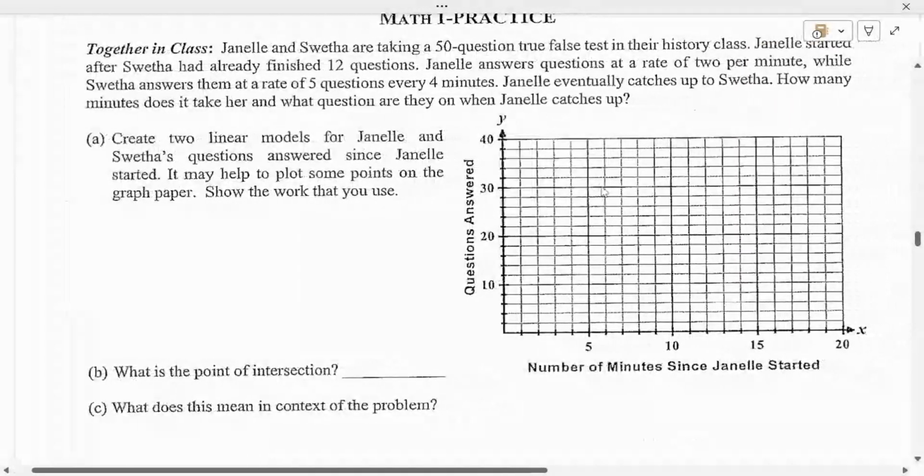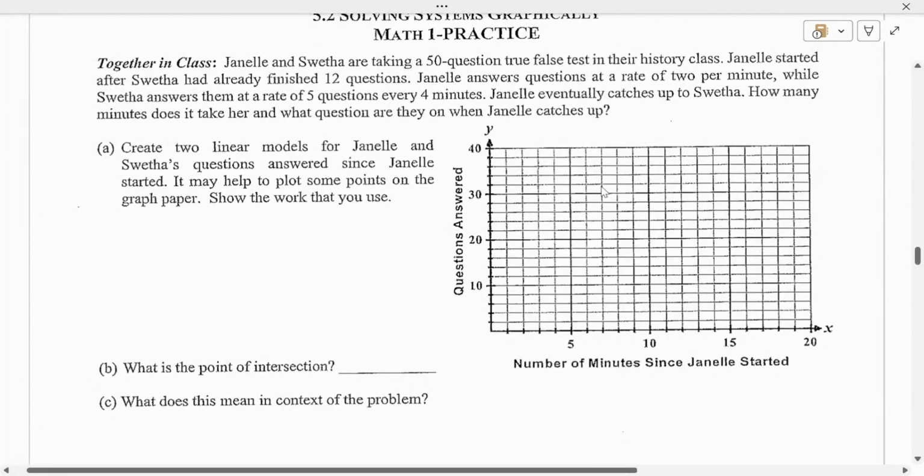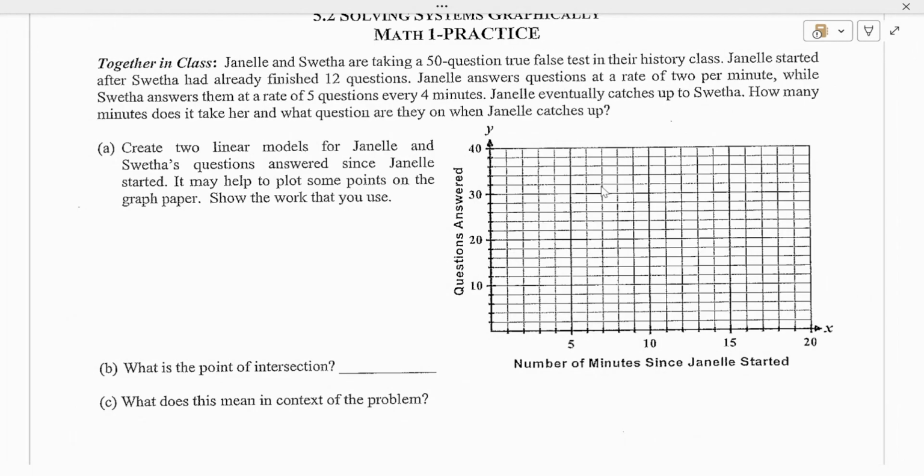All right. So Janelle and Swetha are taking a 50-question true-false test in their history class. Janelle started after Swetha had already finished 12 questions. Janelle answers questions at a rate of 2 questions per minute. So let's just write that down really fast.